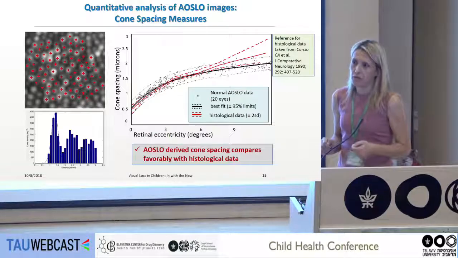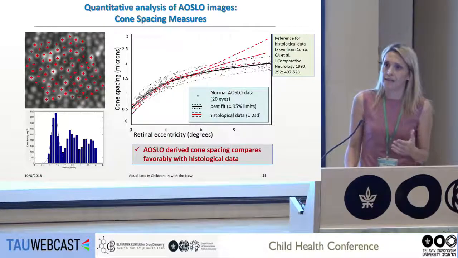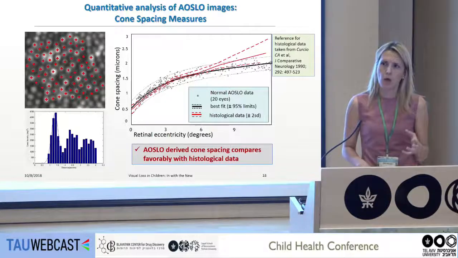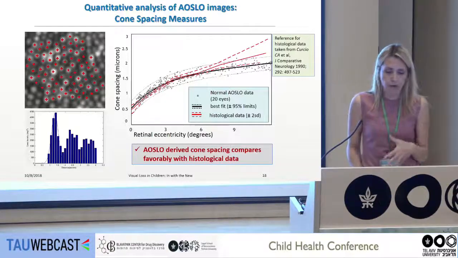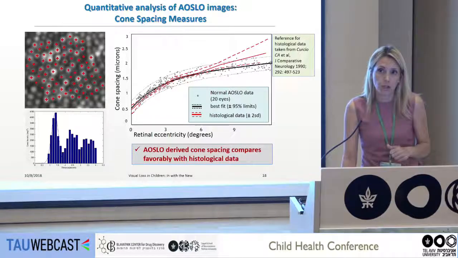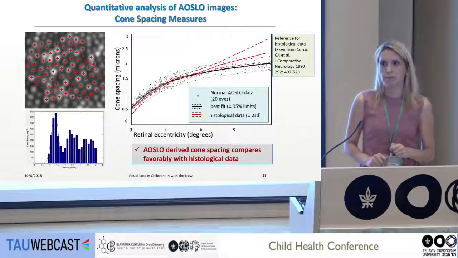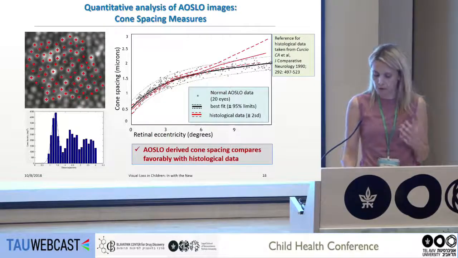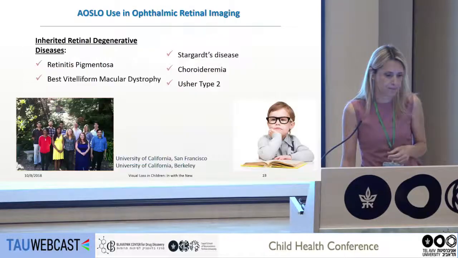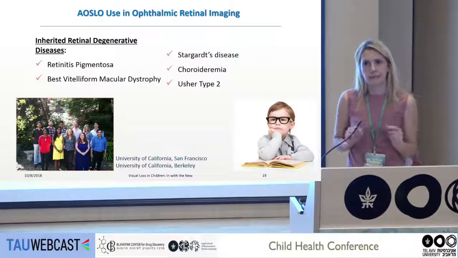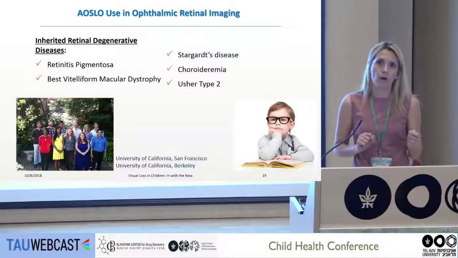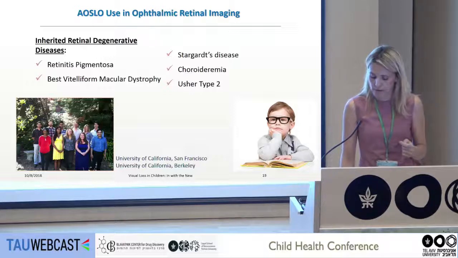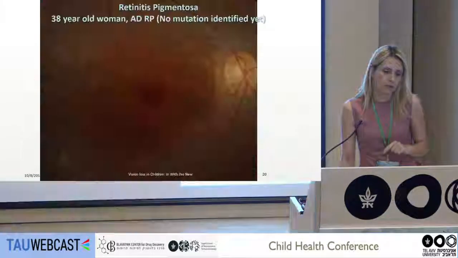Direct visualization of cones also enables quantitative analysis of cone spacing, or the average distance between photoreceptors, which is a robust measure of the integrity of the photoreceptor mosaic in that region. We know that cone spacing measures correlate favorably with normative data that were obtained from histological studies of normal eyes. So with that in mind, it's easy to imagine the utility adaptive optics imaging has shown in clinic, research, and in clinical trials of retinal degenerations. So let's look at a few examples.